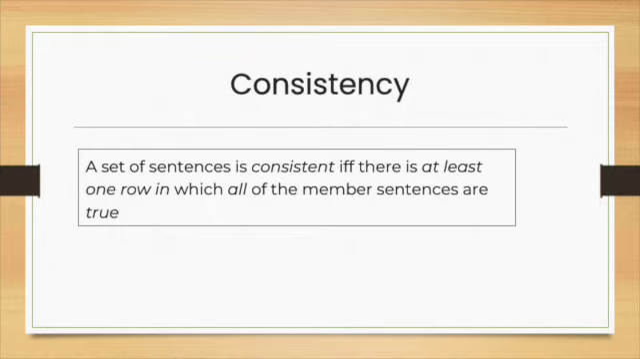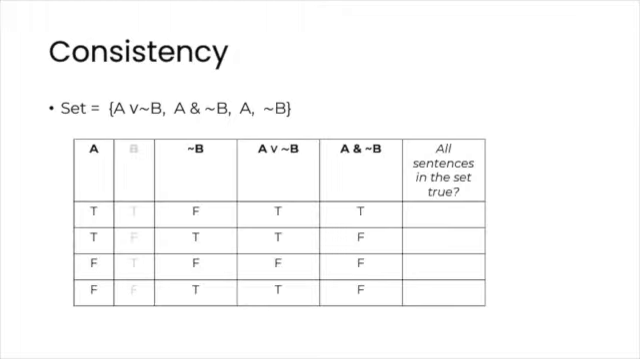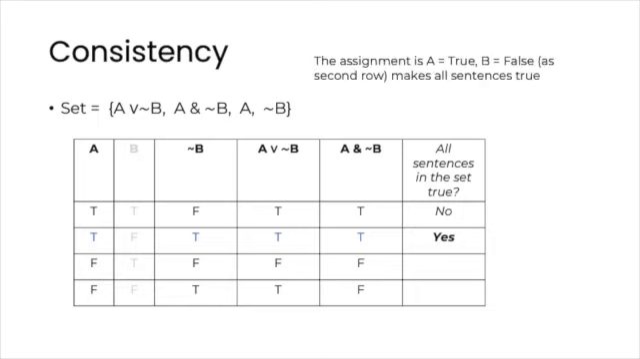For example, take this set. To show that the set is consistent, we make a truth table for the whole set. The first row does not show consistency. Not B is false there, hence not all of the sentences are true in that assignment. However, the second row does make all four sentences true. We can stop here because we have shown that there is at least one assignment in which all of the sentences are true. The assignment is A true, B false, as exemplified by the second row of the truth table.